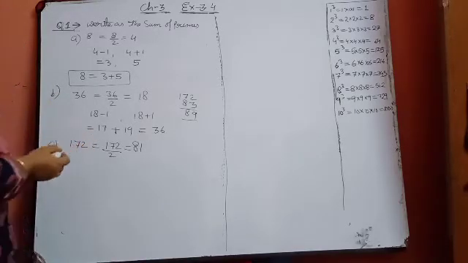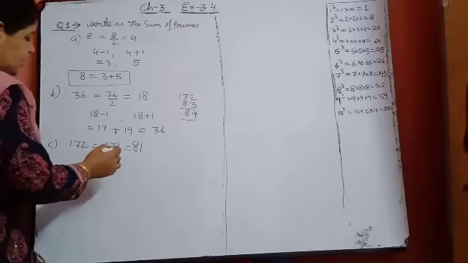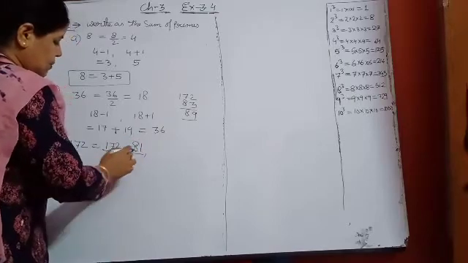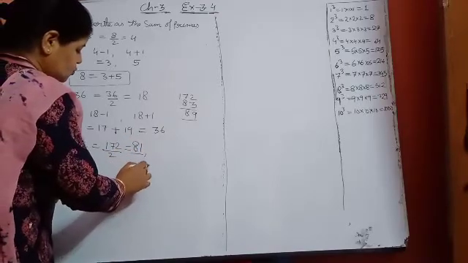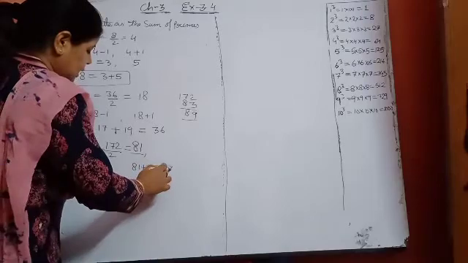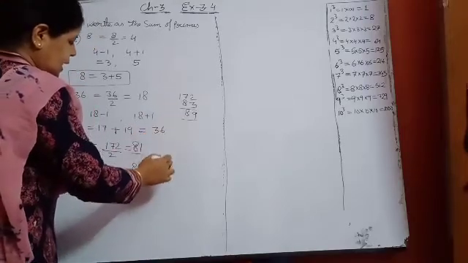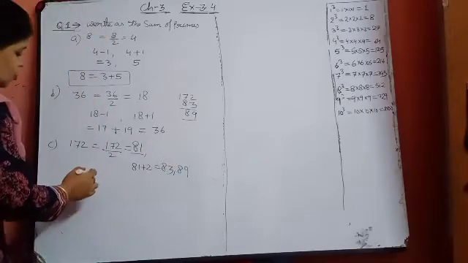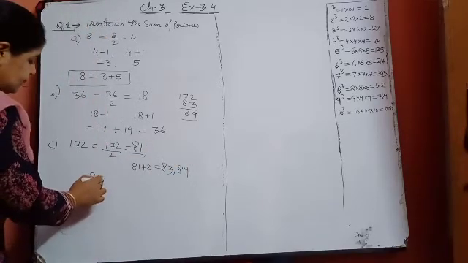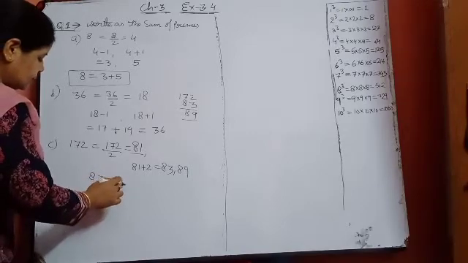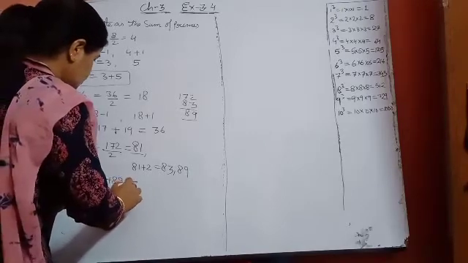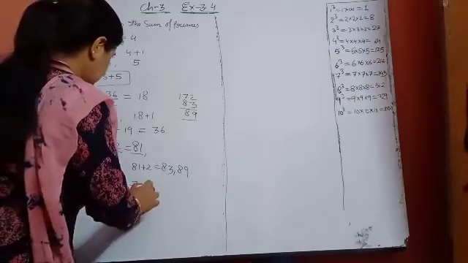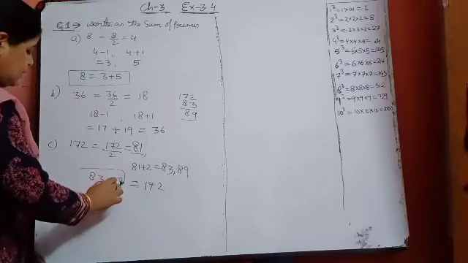So in which form can we write it? 81 is not a prime number, and 82 is also not a prime number. You add 81 plus 2, and it becomes 83. If one number is 83, the other number you can write is 89. So 83 plus 89 is equal to 172, and both the numbers are prime numbers.